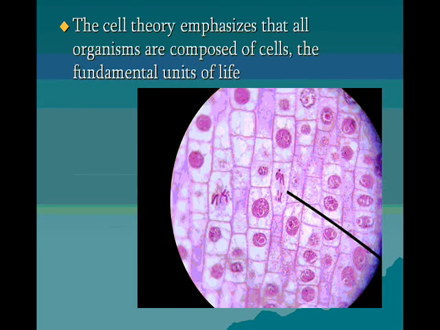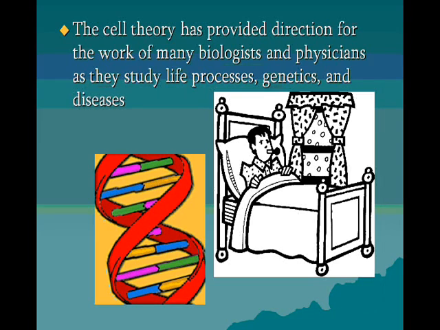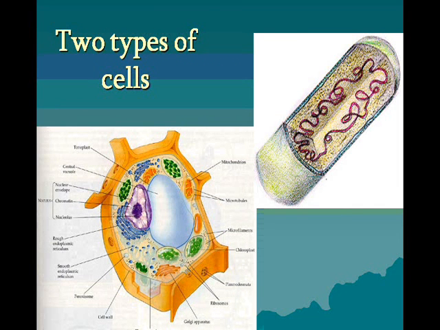Okay. The cell theory emphasizes that all organisms are composed of cells and that they're the fundamental units of life, meaning that they are the smallest living thing. It also provides a direction for the work of many biologists, physicians that study life processes and genetics and diseases. So cell theory really lays out a baseline of how cells affect our daily lives, how we can look at cures for diseases by looking at cellular structure as opposed to just treating the symptoms. Same thing with genetics. Okay.